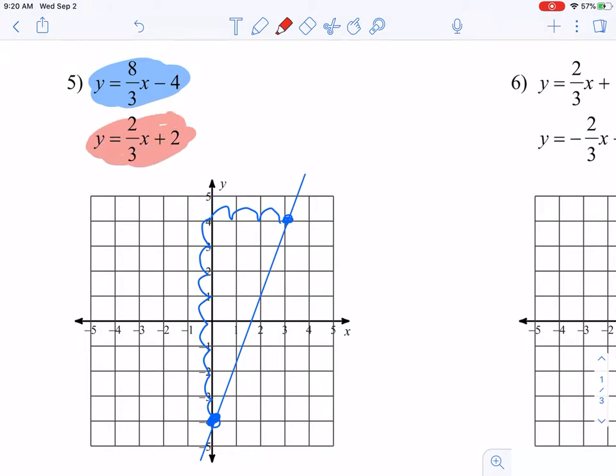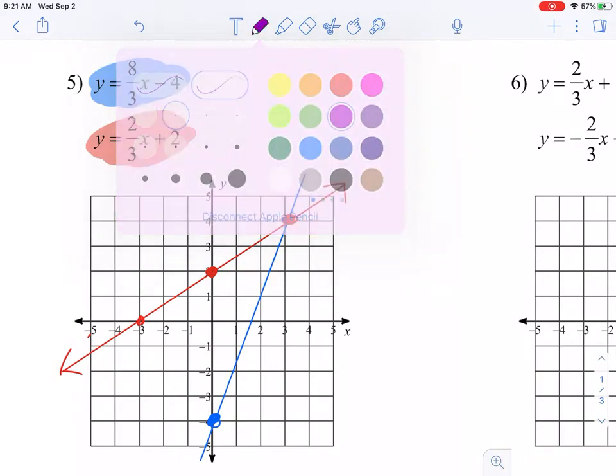I am beginning at 2 and moving up 2, right 3. So for my red equation, I am beginning at 2 and then counting up 2, right 3. 1, 2, 1, 2, 3. I could also count down 2, left 3. And draw a line through there. And our solution is where our red and our blue cross to make purple.